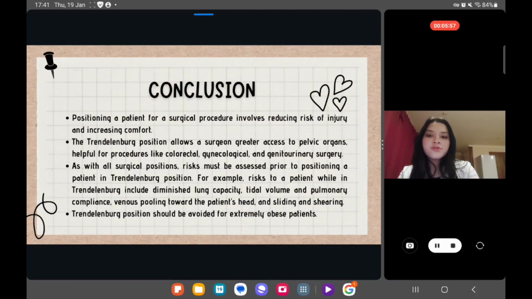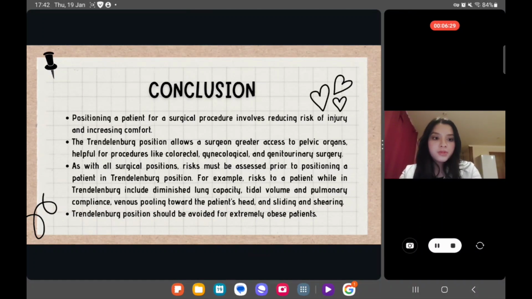So as a conclusion, for Trendelenburg, positioning a patient for a surgical procedure involves reducing risk of injury and increasing comfort. This position, Trendelenburg, allows a surgeon greater access to pelvic organs, and it's also helpful for procedures like colorectal, gynecological, and genitourinary surgery. As with all surgical positions, risks must be assessed prior to positioning a patient in this position.